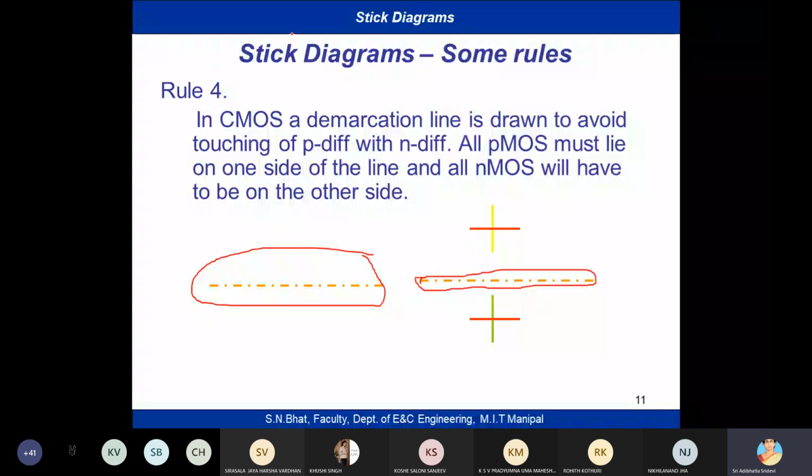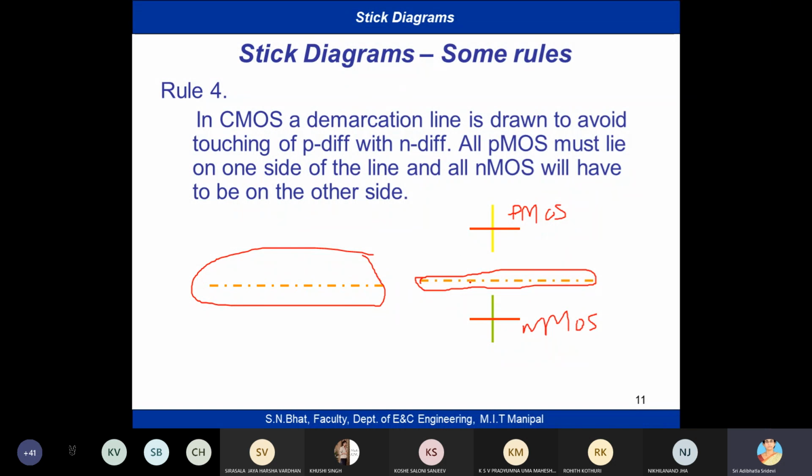See here, this is yellow crossing red. What does yellow crossing red represent in a stick diagram? P diffusion crossing polysilicon is PMOS. Green crossing red, N diffusion crossing polysilicon, is NMOS. So this is the PMOS circuit and this is the NMOS circuit.